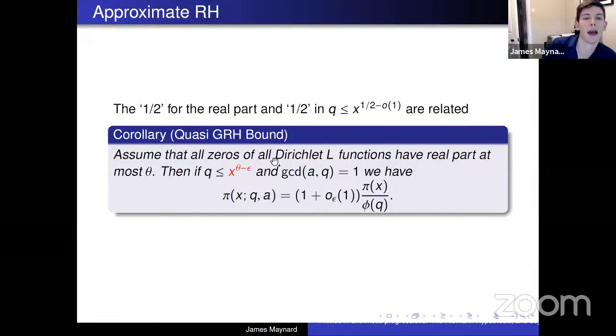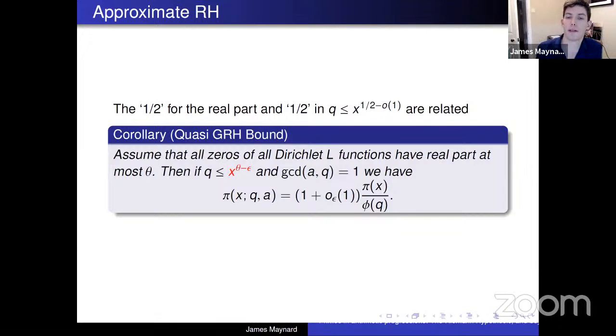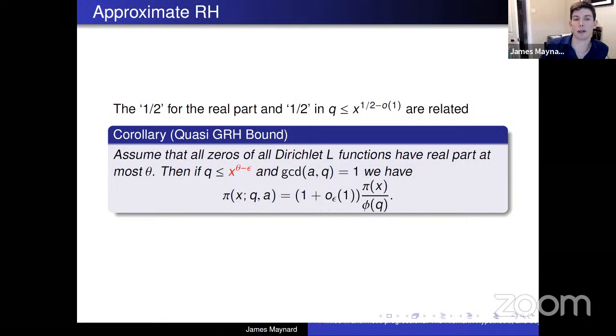And correspondingly, if you had a quasi-Riemann hypothesis where all the zeros of Dirichlet L-functions had real part at most 0.75, or theta, then you'd have a correspondingly slightly weaker result where q goes up to x to the power 1/4, or 1 minus theta. So there's this perfect balance in terms of how strong a result you can get towards the Riemann hypothesis, and how well you can get equidistribution of primes in arithmetic progressions to these slightly larger moduli q.